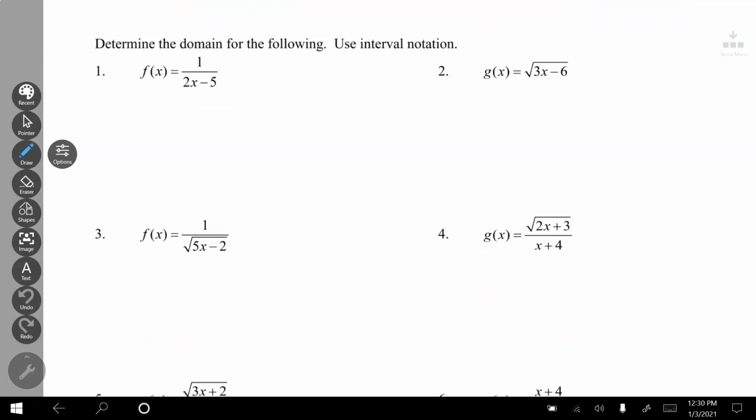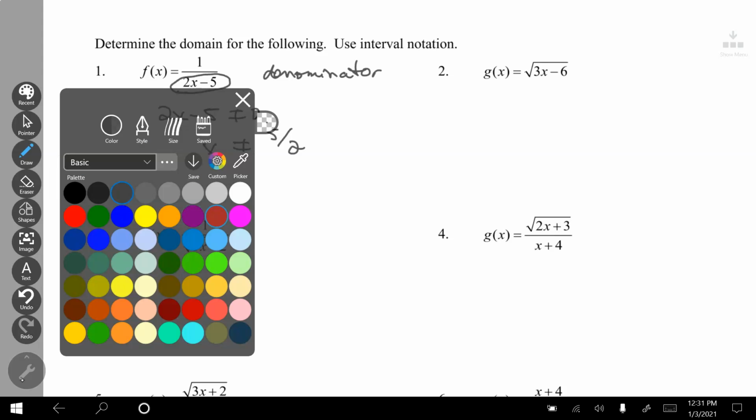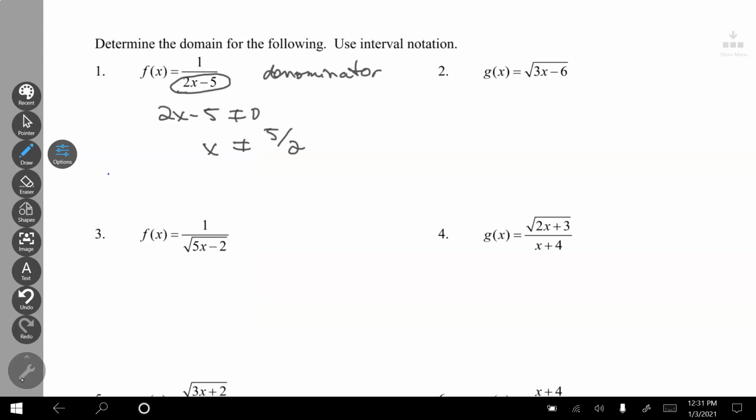Okay, we're going to do some examples. We're going to answer in interval notation. I see right here, what rule should I use? I see this stuff here. I'm going to use my denominator rule. So 2x minus 5 cannot equal 0. I add 5. I divide by 2. So x cannot equal 5 over 2 or 2.5. I don't really care. And therefore my domain is going to be negative infinity to 5 over 2 union 5 over 2 to infinity.